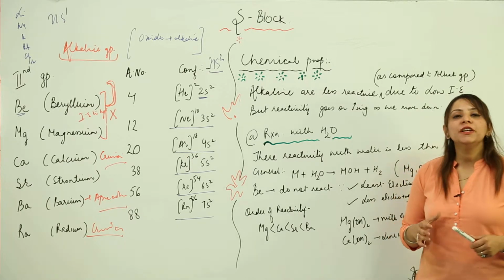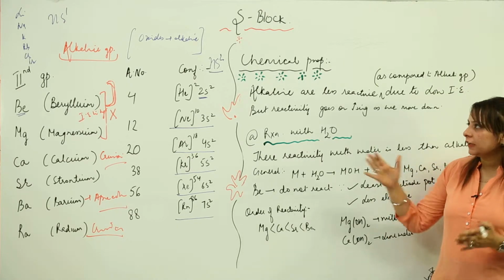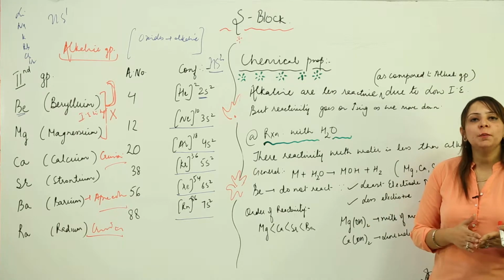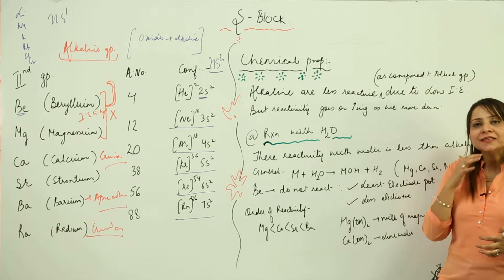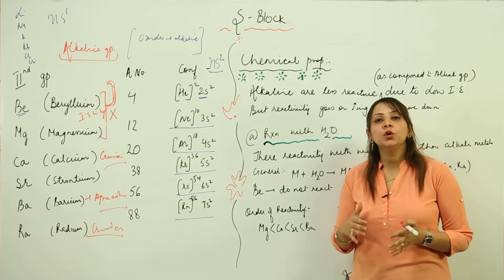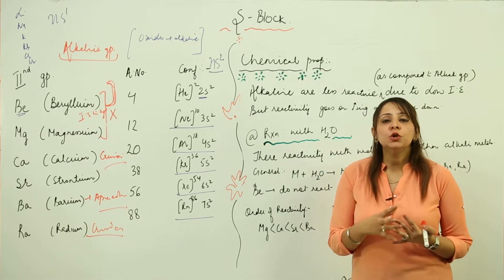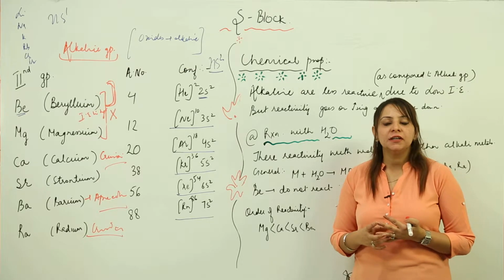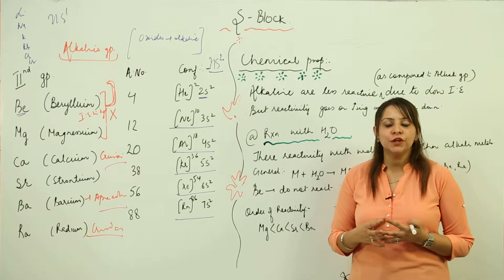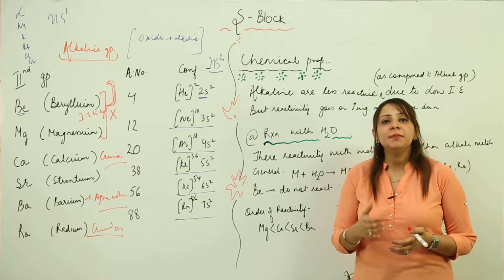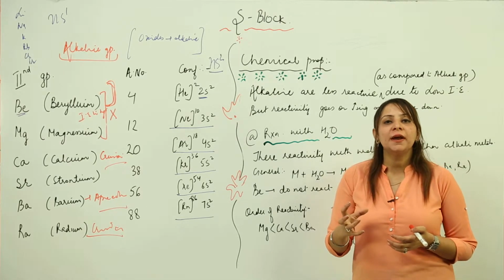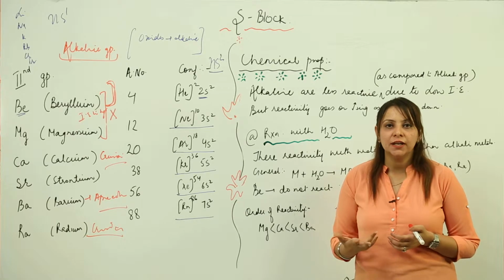Now we are starting with the chemical properties of the alkaline earth group. So the first property is how they react with water. Before we start with the chemical properties, you should know about their reactivity. As you know, they are smaller in size than alkali metals. So if we talk about their reactivity, that means they are comparatively less reactive, and the reason is that they are smaller in size and comparatively have high ionization energy.